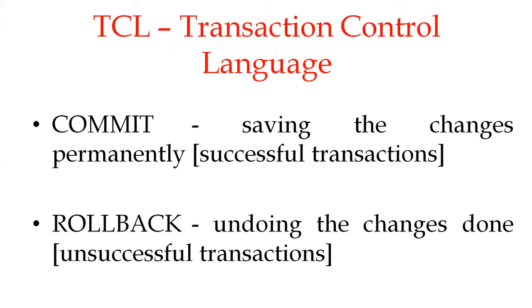So TCL, again I repeat, stands for Transaction Control Language. You have two commands there. One is commit, the other one is rollback. Successful transactions are termed as commit. Unsuccessful transactions are rolled back. So commit means saving the changes permanently, whereas rollback means undoing the changes that are done.